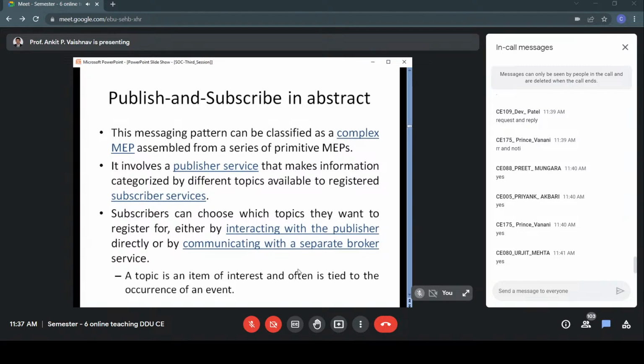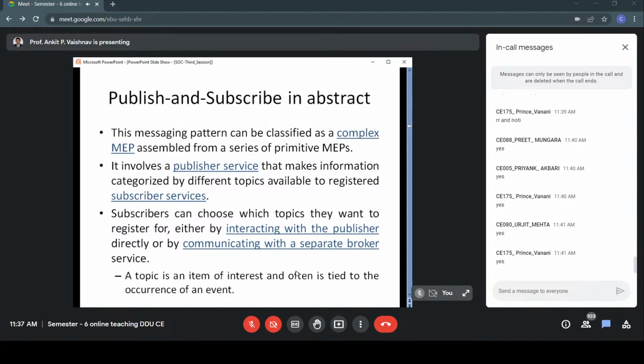Suppose you have 10,000 subscribers. Now a single publisher service might not be able to scale up to that. Are you getting this point? So we will employ a separate service that is called a broker service, and that will be responsible for handling the requests and forwarding them to the publisher. We'll see this framework in detail. Are you getting the concept at least? What is the purpose of a broker?